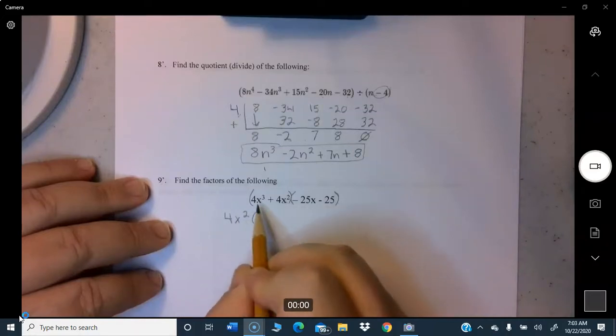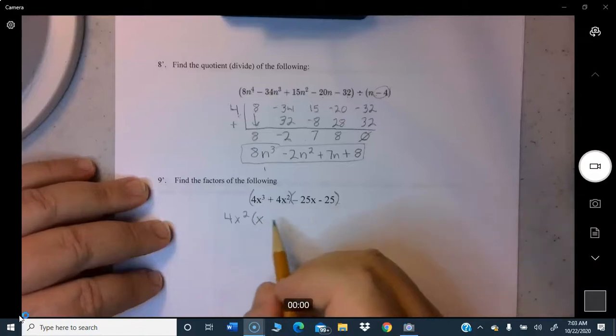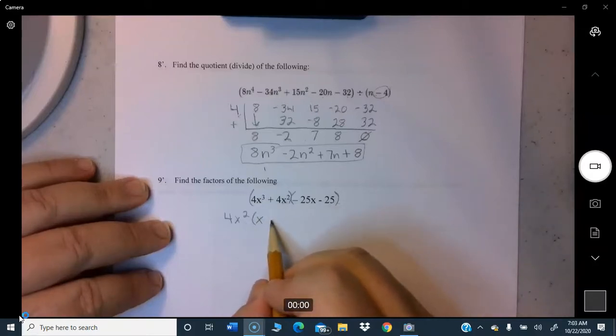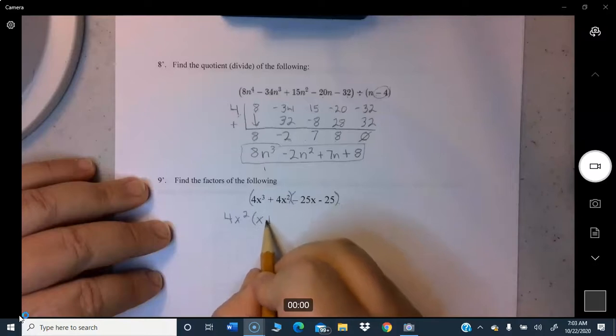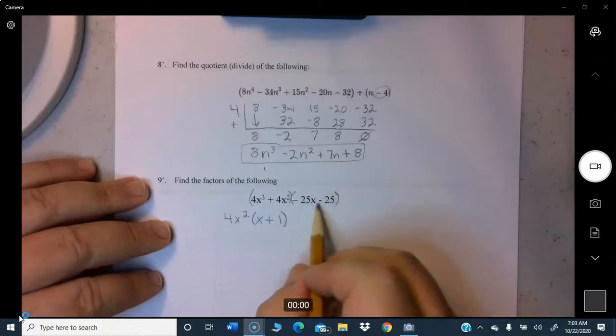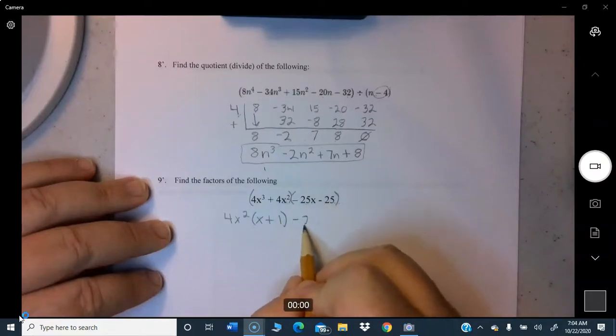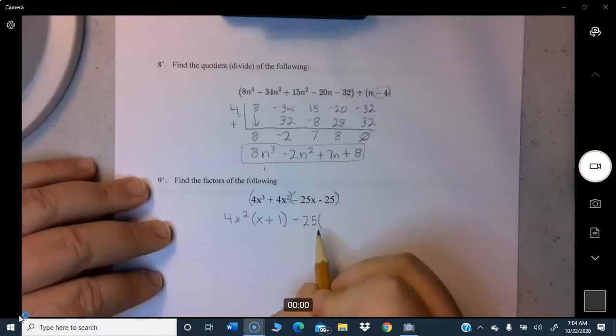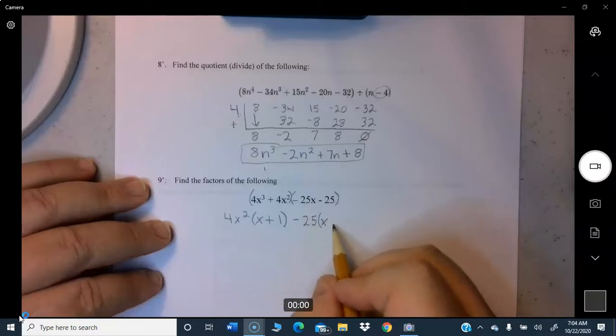Okay, and 4x squared times what gives you 4x to the third? That would be x. 4x squared times what gives you 4x squared? That would be 1. Okay, now we're going to bring the negative 25 out. They both have that in common, so negative 25. Negative 25 times what gives you negative 25x? That would be an x. And negative 25 times what gives you negative 25? That would be a positive 1.